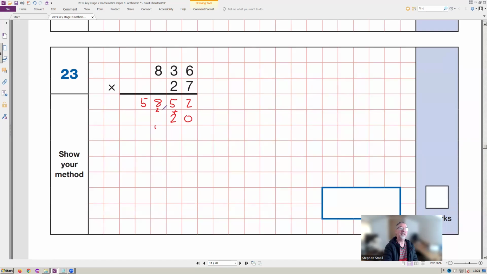2 3s are 6, and 1 is 7. 2 8s are 16. Like that. As I say, I'm going quite fast. I could make a mistake, so do tell me if I have. 5, and now we add them up.